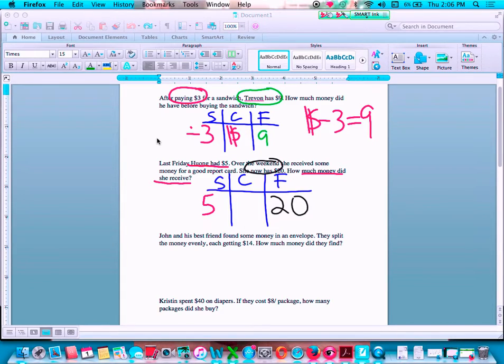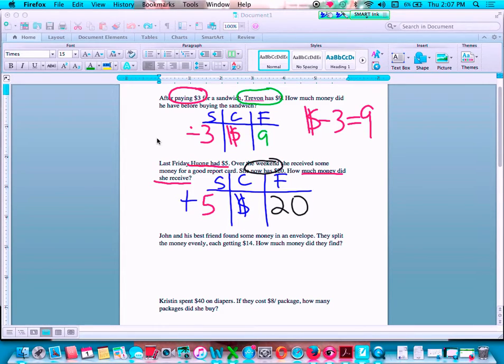Well, what does the word receive mean? That means you get something. Would subtraction work if you get something? No, that means you take away. Would division? No, that means you divide into equal parts. When you receive something, it's an addition problem. Okay, so I want to add.